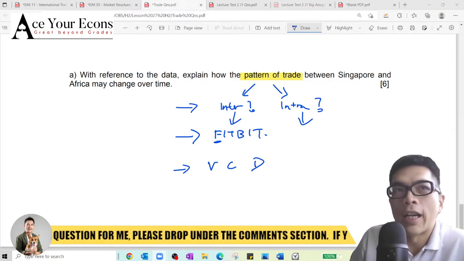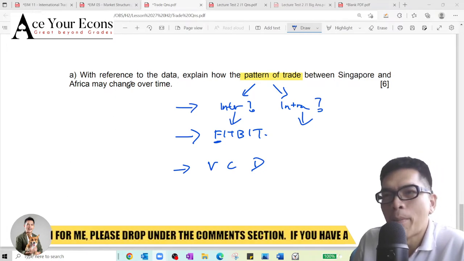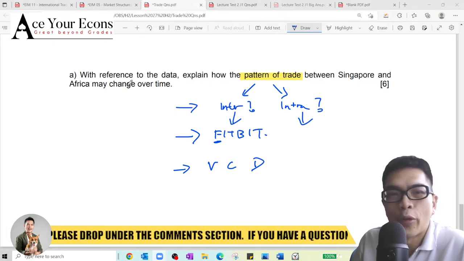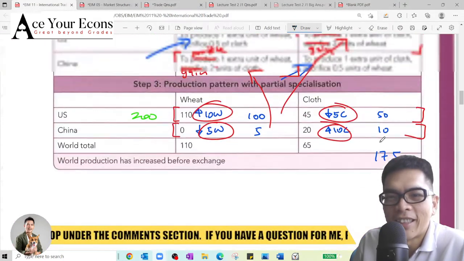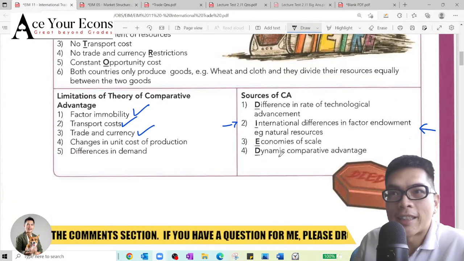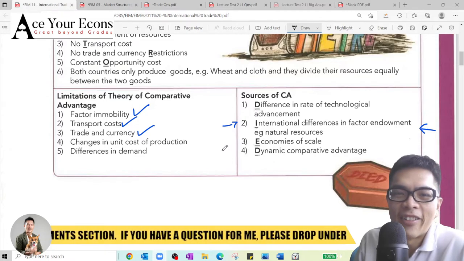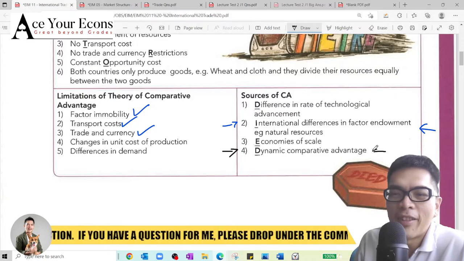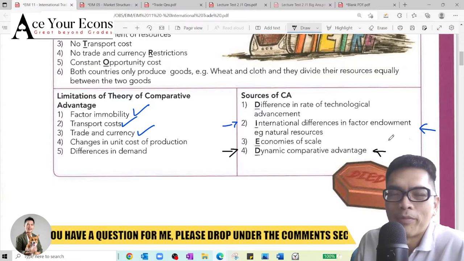Overtime. Actually, this keyword is very interesting. Someone brought up that they don't know how to illustrate or explain overtime. Overtime can actually be found here. Overtime implies that nothing is static over time, right? Agreed? So our friend here probably can come into the picture. What kind of comparative advantage can be developed over time? Dynamic.